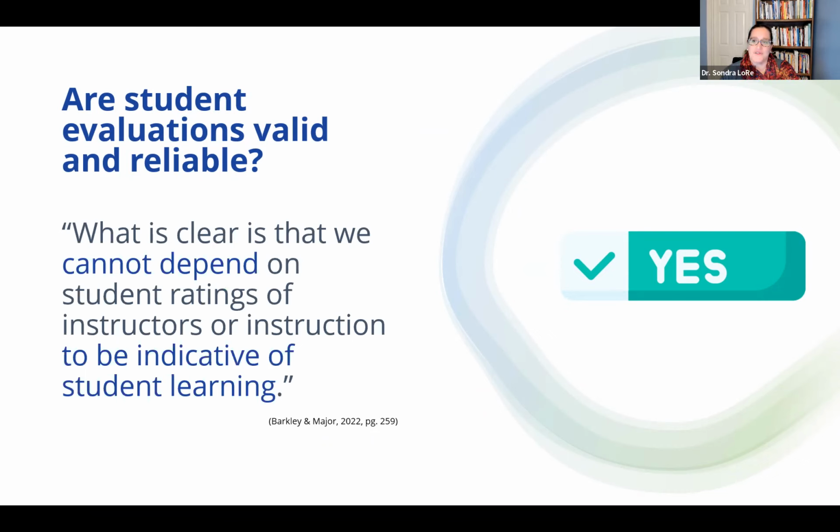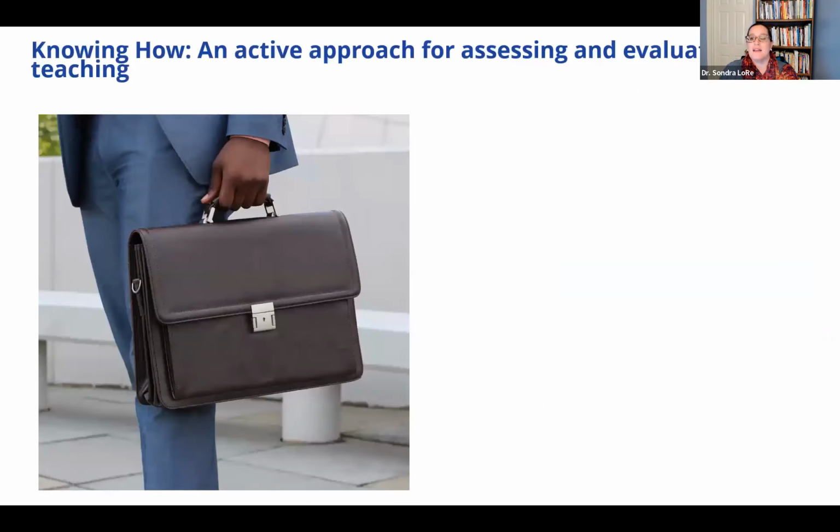And I think the authors do a good job of talking about this. What is clear is that we cannot depend on student ratings of instructors or instruction to be indicative of student learning. How a faculty member scores on evaluation does not tell us clearly what students have learned in that course. We need other measures. Remember, it's going to tell us about the relationship, but not necessarily about student learning.